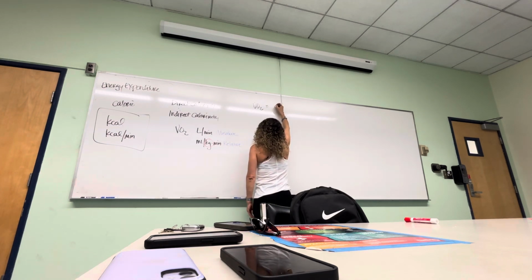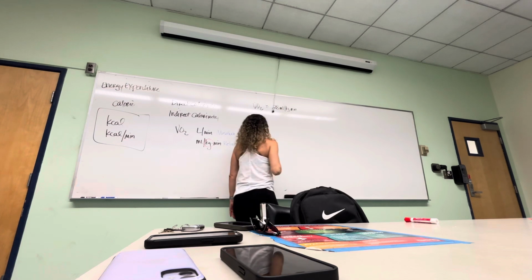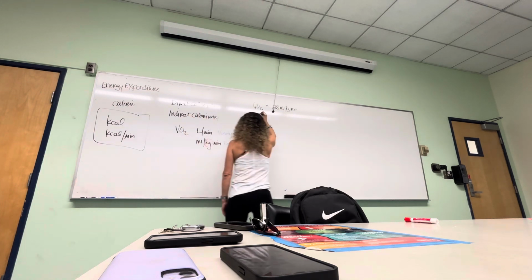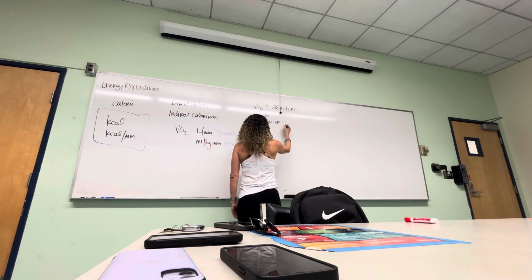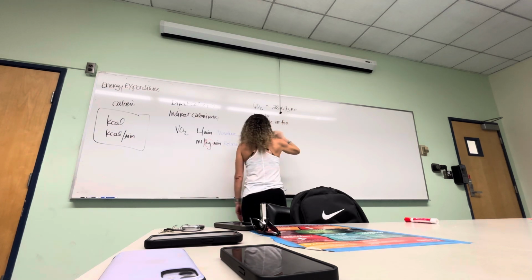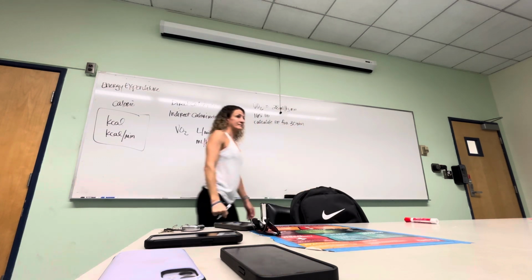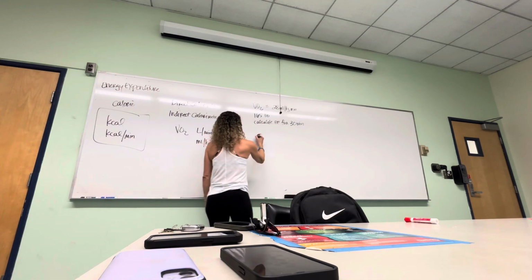Let's do 28 milliliters per kilogram per minute. I have to give you the weight in order to convert it to liters. So let's say this person weighs 165 pounds. I want you to calculate energy expenditure if they exercise at this intensity for 30 minutes. Okay, we haven't converted in this direction before, so let's do it together.